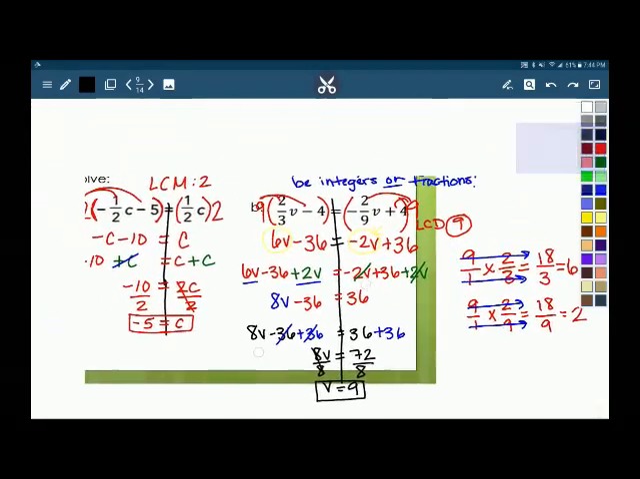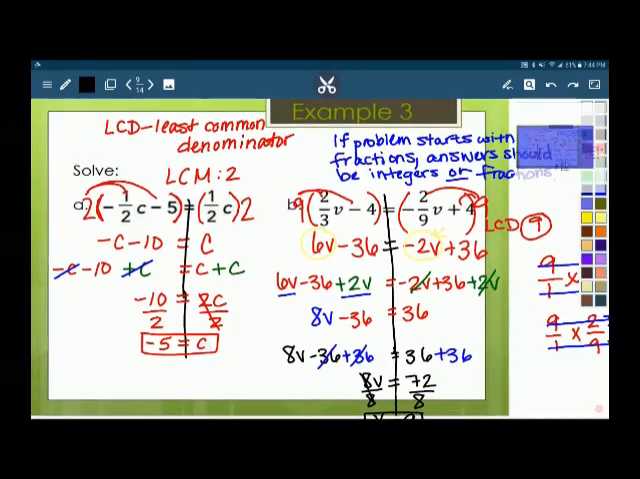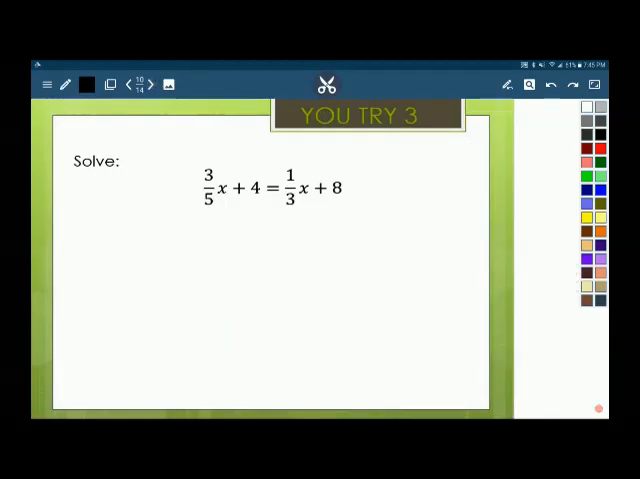Okay, so two different examples that I gave you here on fractional type problems. And really, the easiest way to go about this, first step, clear out those fractions and then solve like we'd been practicing in example 1 and 2. Let's have you guys give this a shot in your third U try.